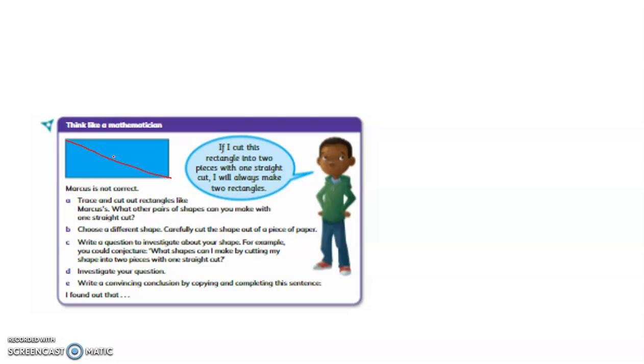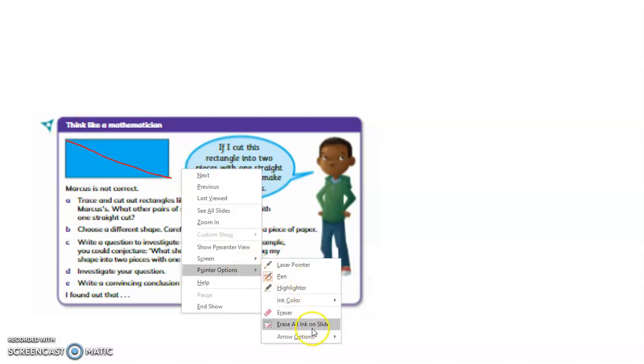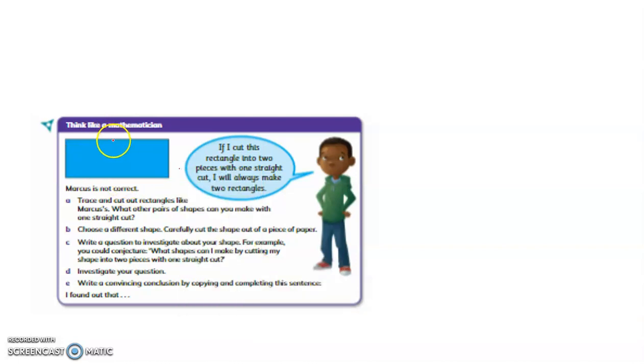What other pairs of shapes can you make with one straight cut? See, we saw that we can make two squares. We can make two triangles. Then we can make a trapezium and a triangle. ഇങ്ങനെ കട്ട് ചെയ്ത് കഴിഞ്ഞാലോ, see, this is a trapezium.